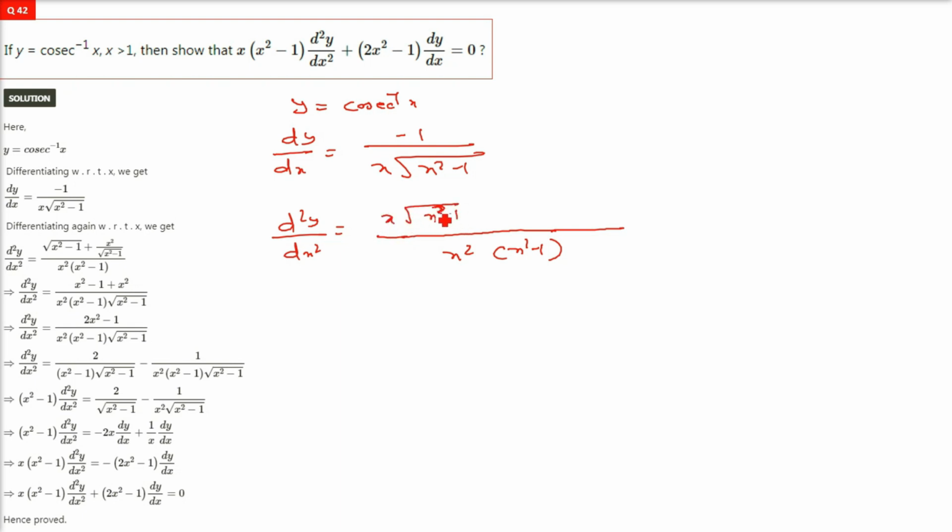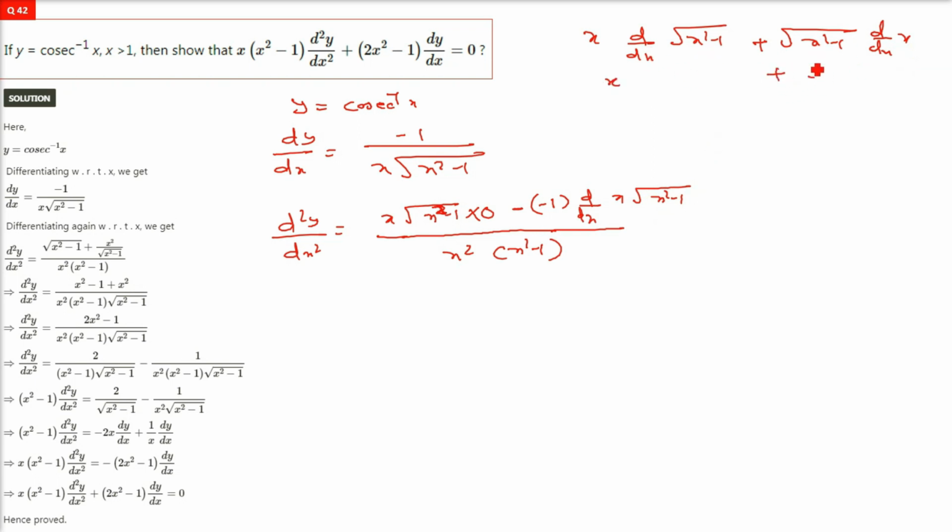Differentiation of negative 1 is going to be 0, so let me just write 0. Constant differentiation is always 0. Then you have minus, differentiating this, x under root x square minus 1 will remain like that. So d by dx of x under root x square minus 1 we have to do. Let us do it now. I am using the product rule: x into d by dx of under root x square minus 1, plus under root x square minus 1 into d by dx of x, which is 1.